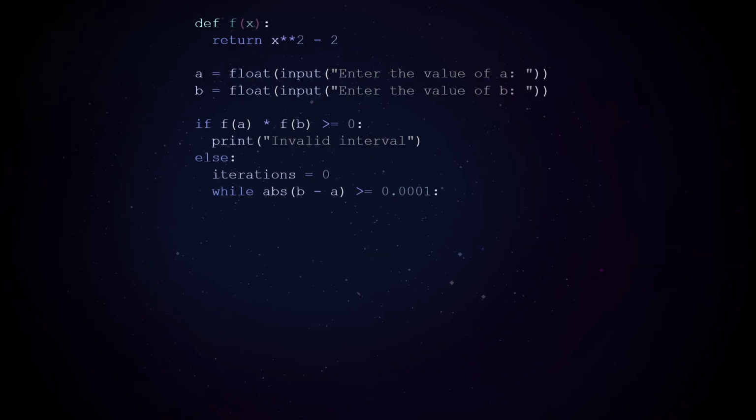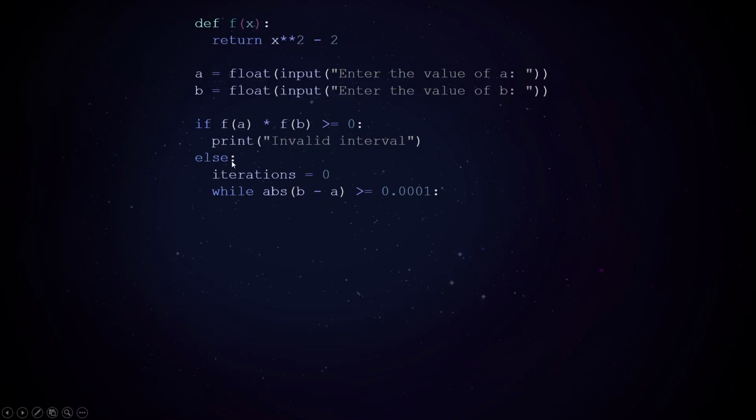Otherwise, we are checking for a valid interval, and this is based on the intermediate value theorem. If f(a) and f(b) have opposite signs, the function must cross 0 between them, meaning a root exists. If both have the same sign, it means our interval does not contain a root. That's why we print invalid interval. That is the main idea of this program.